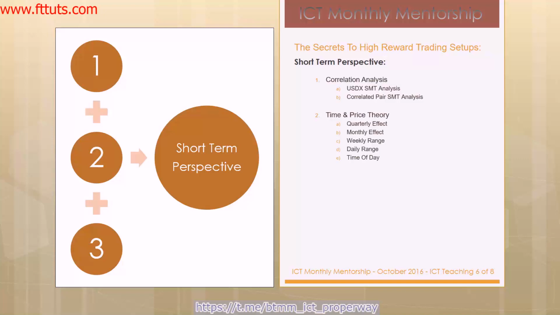The next area of study is time and price theory. Okay, and so in time and price theory, we're looking specifically at the quarterly effect. That means every 3 months or so, there is a new price shift in the higher time frames. In other words, if the market's been going higher, generally you'll probably see the market go into a consolidation or reverse over the course of the next 3 months. And if the market's been going lower, we may see a consolidation and go into a range, or it could reverse and go higher.